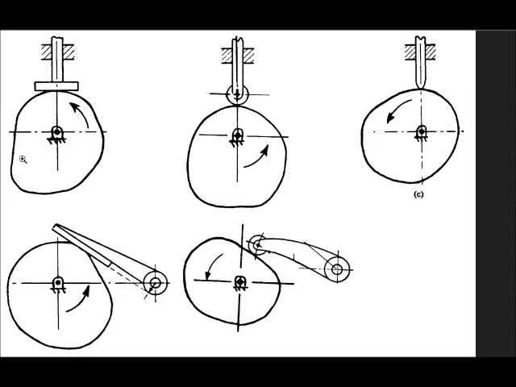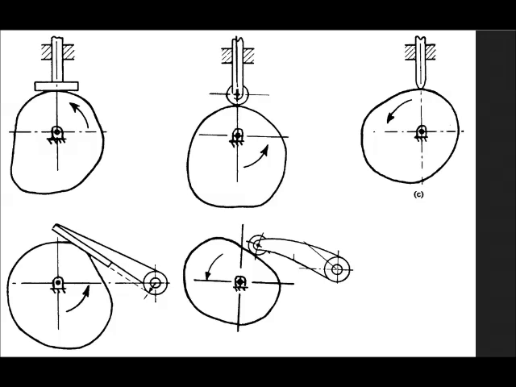A cam can be an arbitrary shape and rotates and presses against what's called the cam follower, which can take a variety of forms. Typically, a roller follower is going to be the best because it reduces friction and surface wear. However, other follower contact types may be used to reduce cost or complexity.